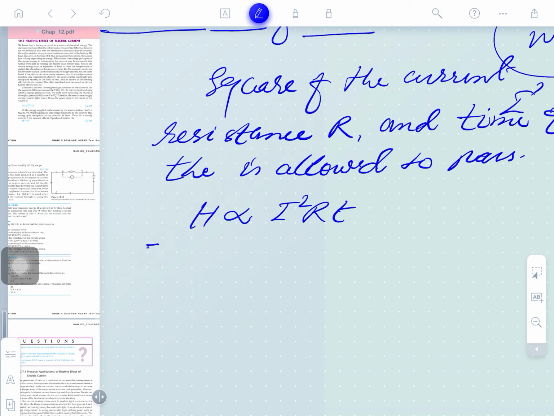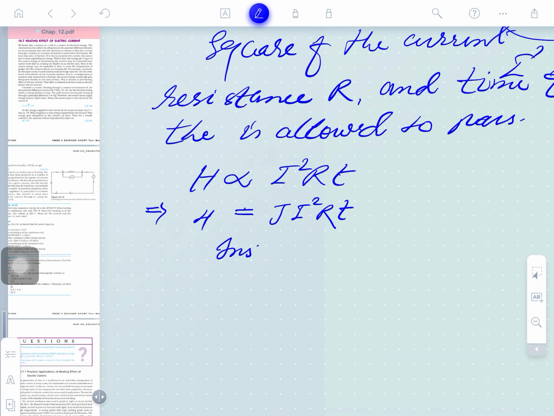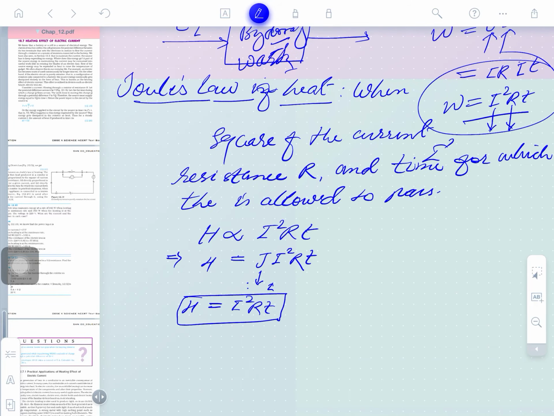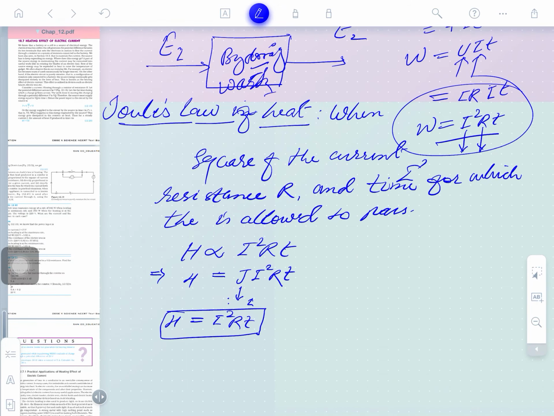Clear? Further on, the proportional sign is to be removed here. A constant sign will be used here. This is called the Joule constant. In the SI unit, this Joule constant can be taken as 1. So, it shall be H is equal to I square R T. This is the formula to use for the heat developed on the surface of a conductor. Is that clear? So, go on writing this. This is Joule's law. Please note this down.